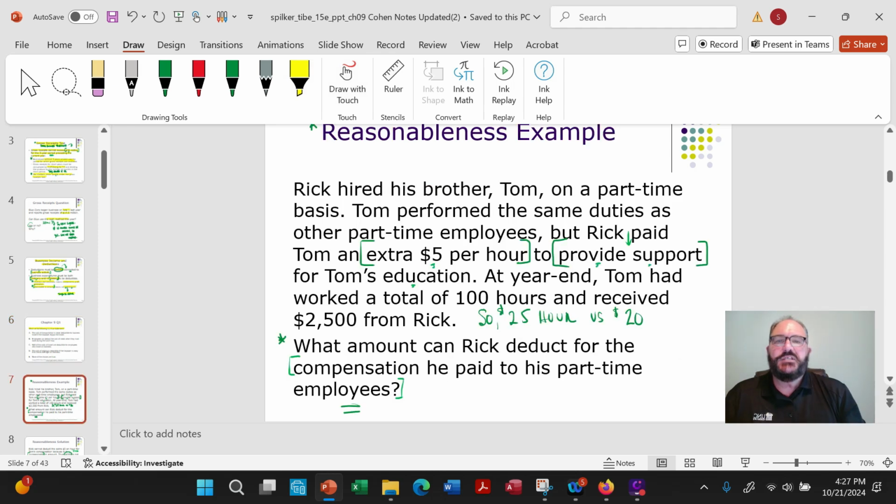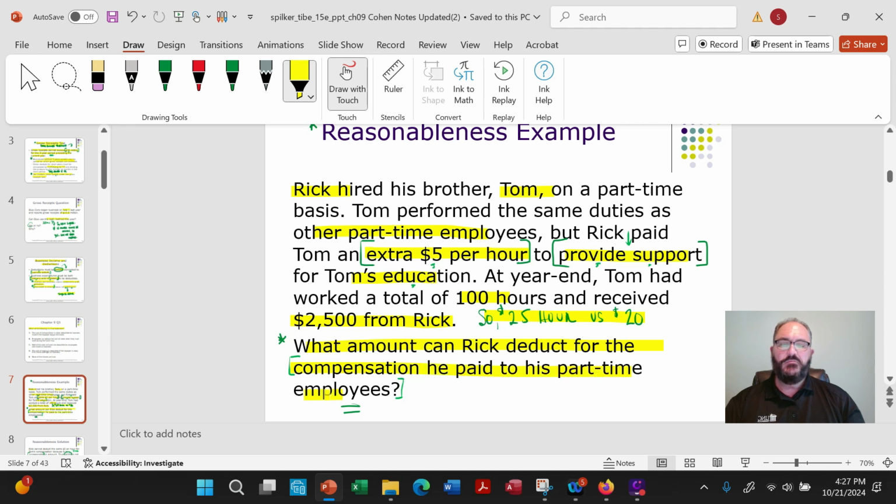Now we're going to take a look at something called reasonableness. Remember, they say you have to be reasonable. Rick hired his brother Tom part-time. Same duty as other employees, but he paid him $5 an hour extra. He was trying to be a nice guy, help provide support for Tom's education. At year end, Tom had worked a total of 100 hours and received $2,500 from Rick. So basically $25 versus $20 an hour. What is the amount that Rick can deduct for compensation that he paid?